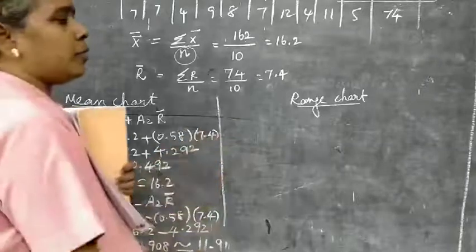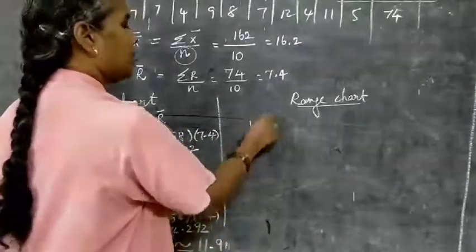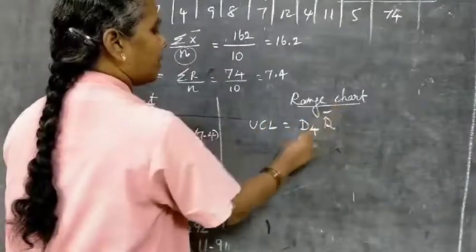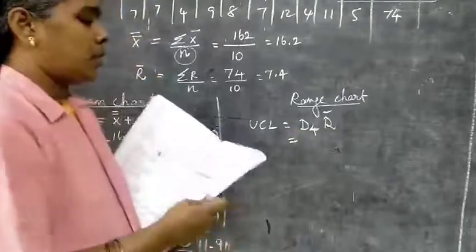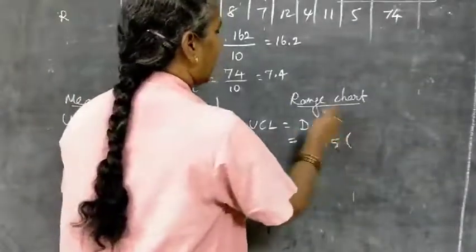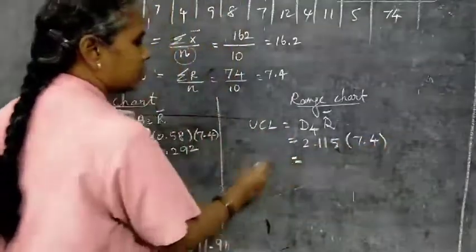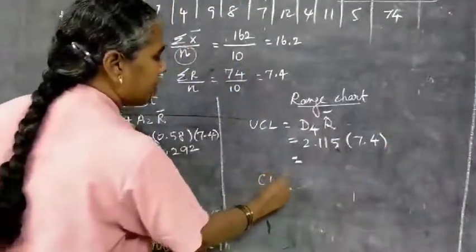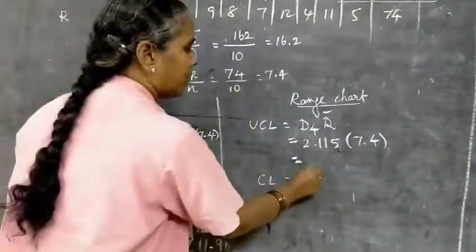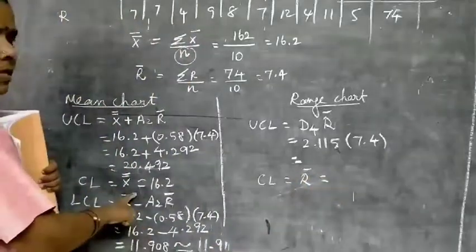Now we are going to move to the range chart. In this range chart also we need an upper control limit. Upper control limit is D4 into R bar. Product of D4 value. What is D4? It is given in the question, 2.115. R bar is 7.4. If you multiply, you will get the answer for UCL. And the central line immediately. Central line for the range chart is R bar. Central line of the mean chart is X double bar.